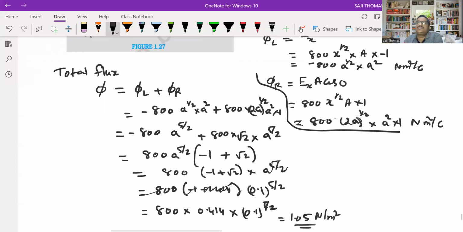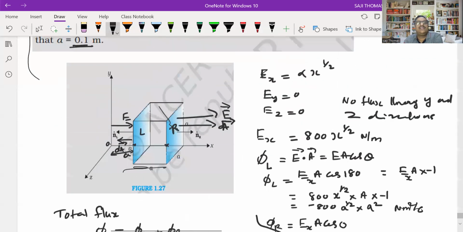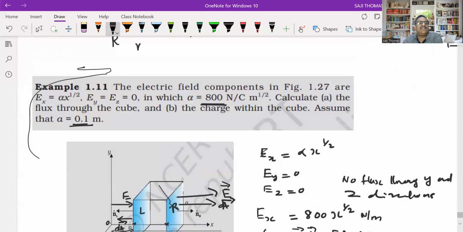So this was the first question. What was the question? Question A: calculate the flux through the cube. So the flux through the cube.